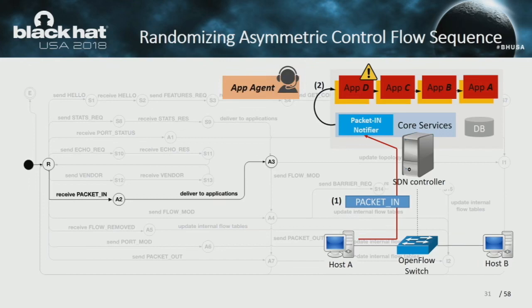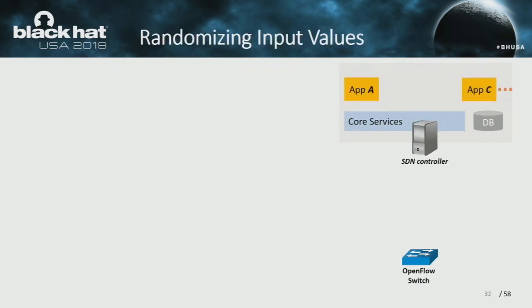So in Delta, the application agent takes part in randomizing asymmetric flow sequences. And randomizing the input values of the SDN control message is pretty simple. First, the fuzzing modules in the channel agent can manipulate the contents of the ongoing SDN control messages between the controller and the switch.